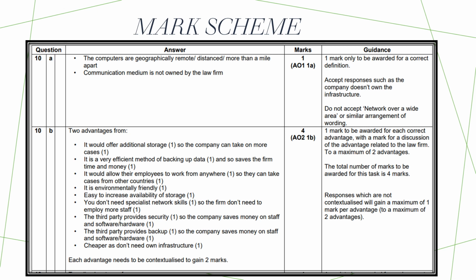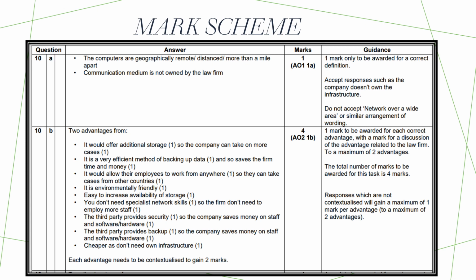For 10b, it says 2 advantages from, and there's a big list of different advantages we can talk about. So there is a huge number of benefits to using cloud storage. The most frequent is that you get a backup, and that you can access your work from anywhere. So they're the two most common, and then you just need a full explanation. To get the 2 marks, it needs to be a proper explanation.